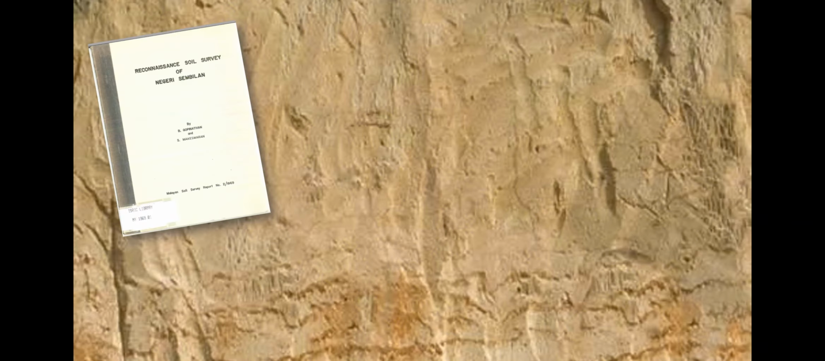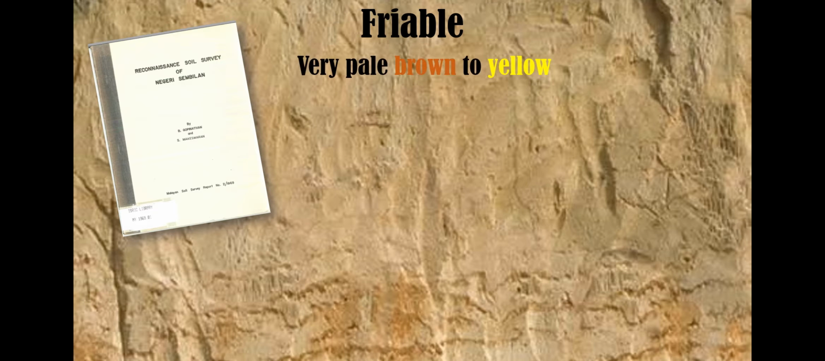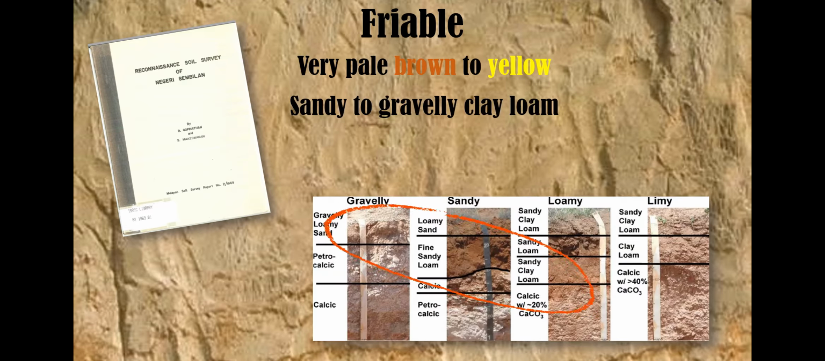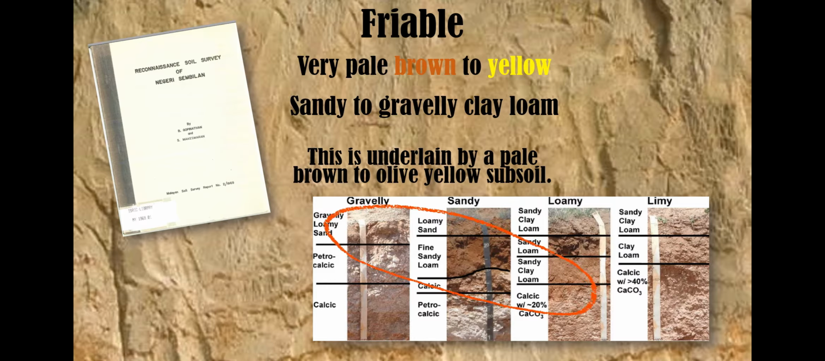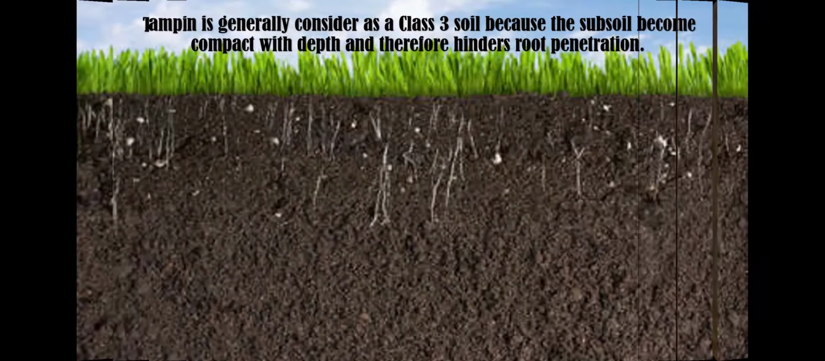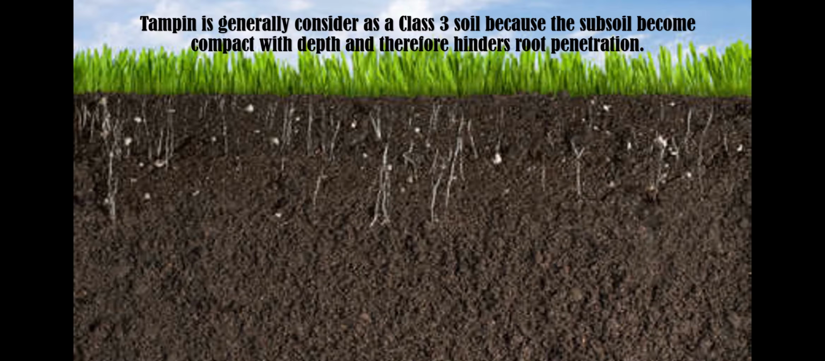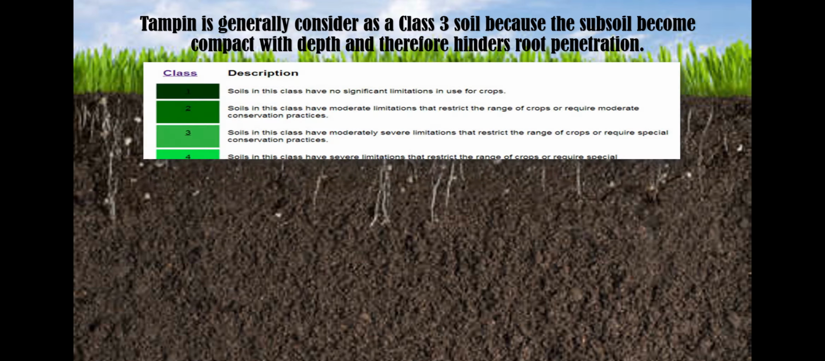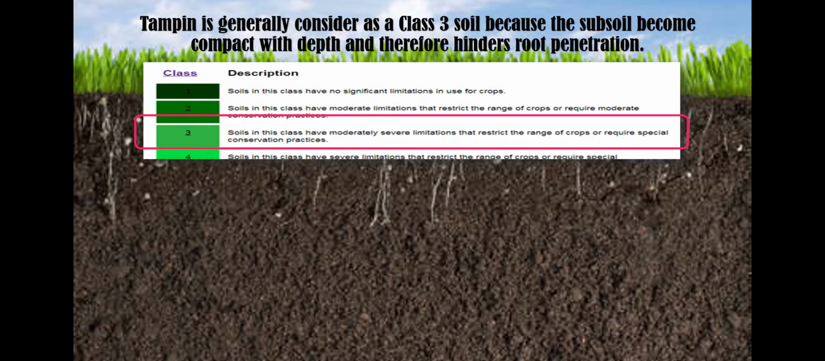Based on a recognized soil survey of Negeri Sembilan, the surface soil for Tampin is friable, very pale brown to yellow, sandy to gravelly clay loams, and this is underlain by a pale brown to olive yellow subsoil. Tampin is generally considered a third-class soil because the subsoil becomes compact with depth and therefore hinders root penetration. Soil in this class has moderately severe limitations that restrict the range of crops or require special conservation practices.